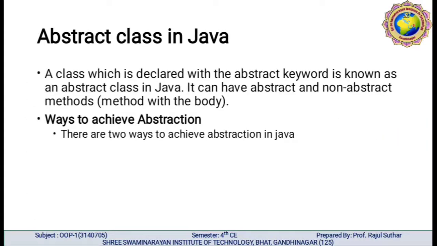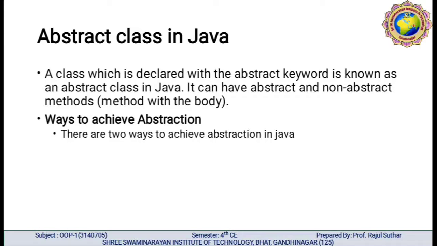Abstract class in Java. What do you mean by abstract class? A class which is declared with the abstract keyword. Keep in mind, whenever we use the abstract keyword, it is called an abstract class. In Java it can have abstract and non-abstract methods. Two methods are used here: the first one is an abstract method and the second one is a non-abstract method.